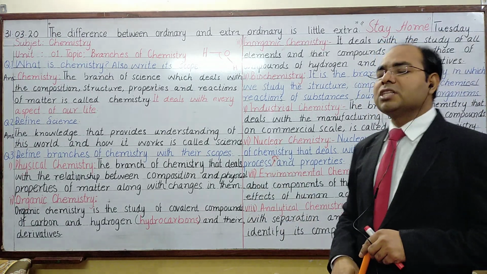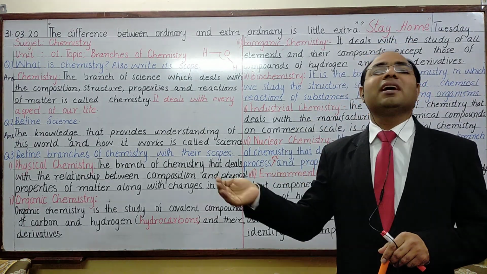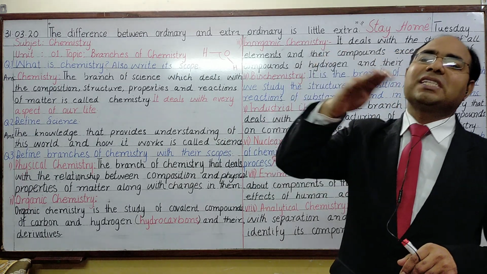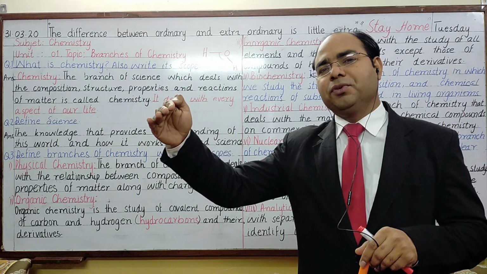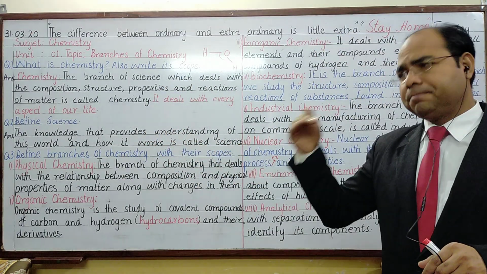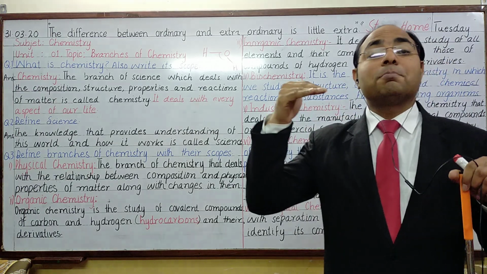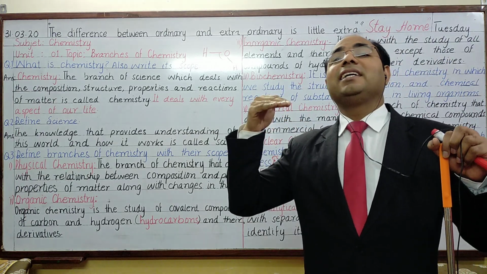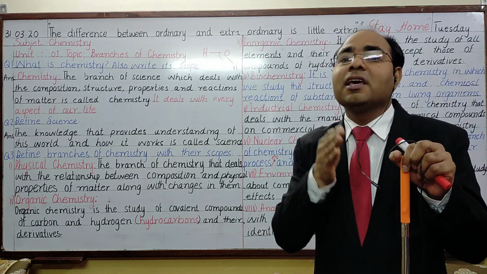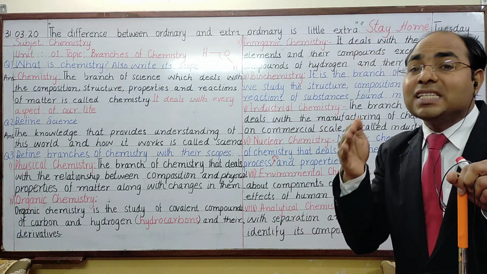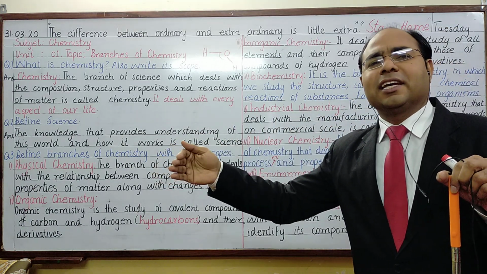The first one is physical chemistry. Now we already know what chemistry is. Now we are going to look at the physical side of chemistry. What is physical chemistry? It's a branch of chemistry that deals with the relationship between composition and the physical properties of matter, and also the changes that take place in them.